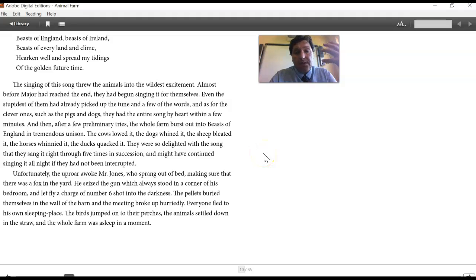And it becomes another sort of thing that engages them emotionally. Cows lowed it, the dogs whined it, the sheep bleated. So it becomes a tremendous noise. Unfortunately, it wakes up Mr. Jones, who seizes his gun and shoots at the animals and silences them all down. However, the seed has been sown.